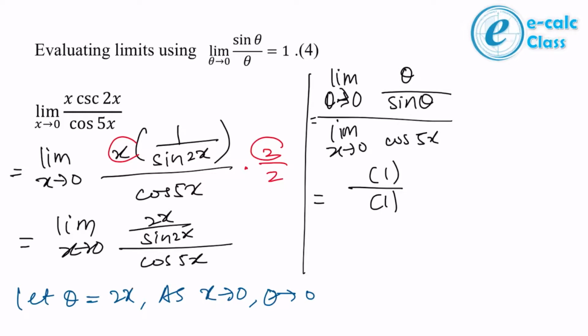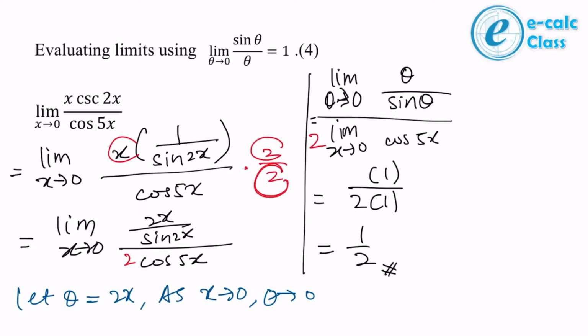Equals 1? No, actually we made a mistake, isn't it? We forgot about this 2. It should be a 2 here. So it's actually 1 over 2. Okay? So it's okay to make some mistakes. You just have to check your work after you're done with everything.